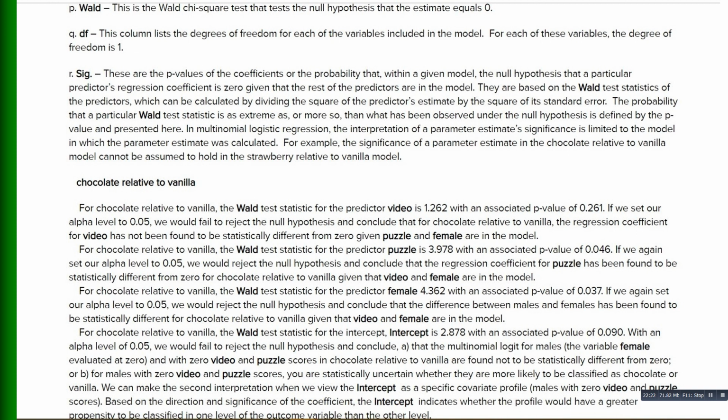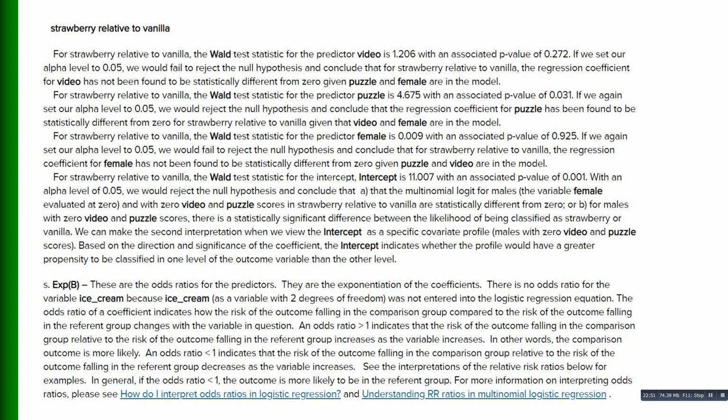We can make the second interpretation when we view the intercept as a specified covariate profile. Based on the direction and significance of the coefficient, the intercept indicates whether the profile would have a greater propensity to be classified in one level of the outcome variable than the other level. Now this is the case for strawberry relative to vanilla, and we can also interpret these results just like I interpreted for chocolate relative to vanilla.